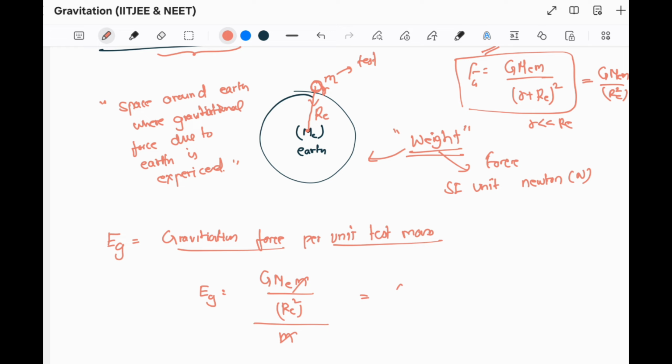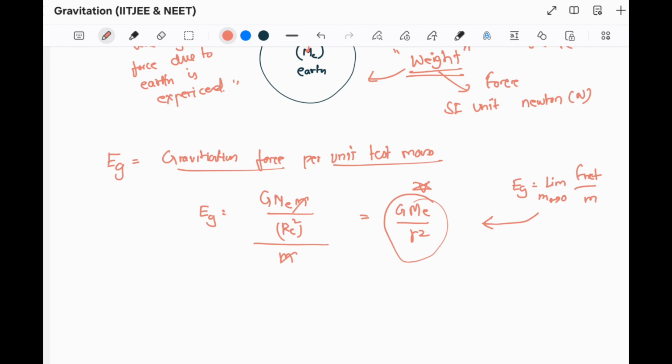So the field value will be G mass of earth by r square. Okay. So this will be the gravitational field. This is the equation for gravitational field. You have to remember, and to be precise, you can remember it like this: with the help of a limit, as test charge tends to 0, F net by m. So this is the same thing you are getting here. Okay. So this will be your gravitational field value.